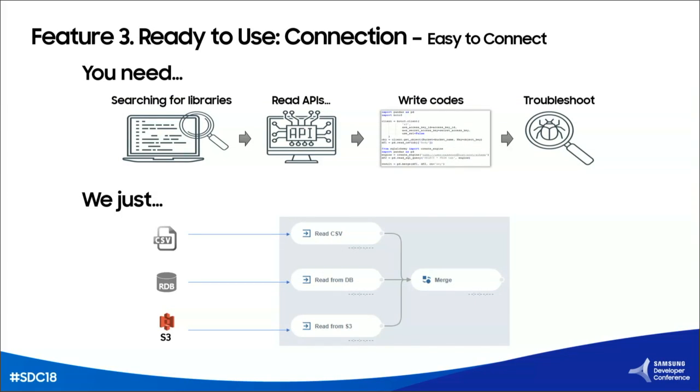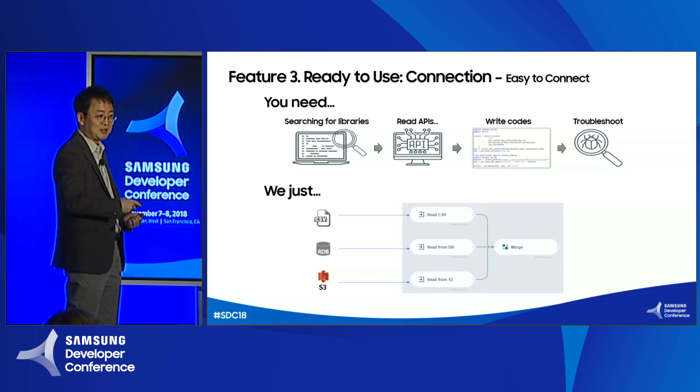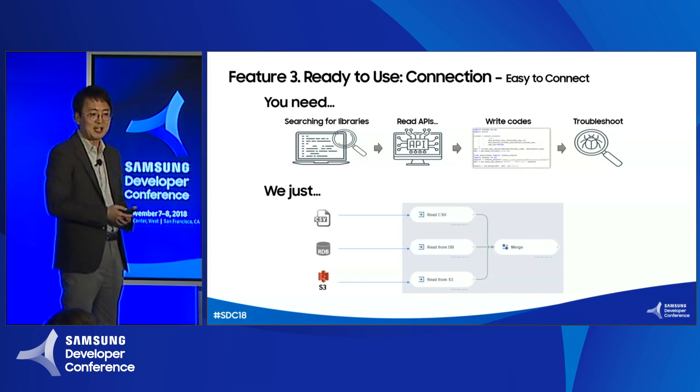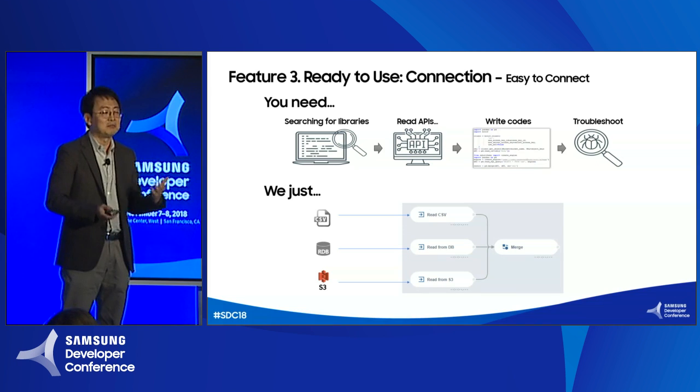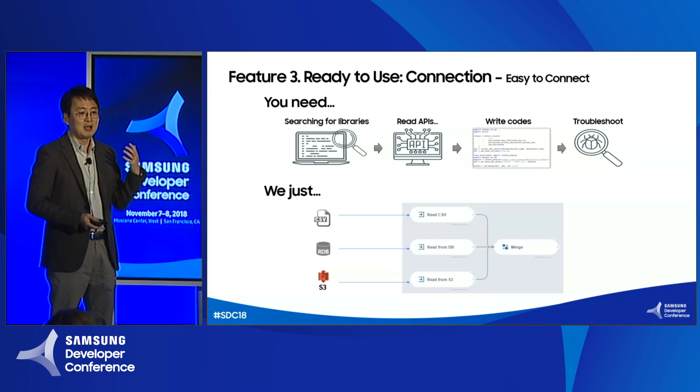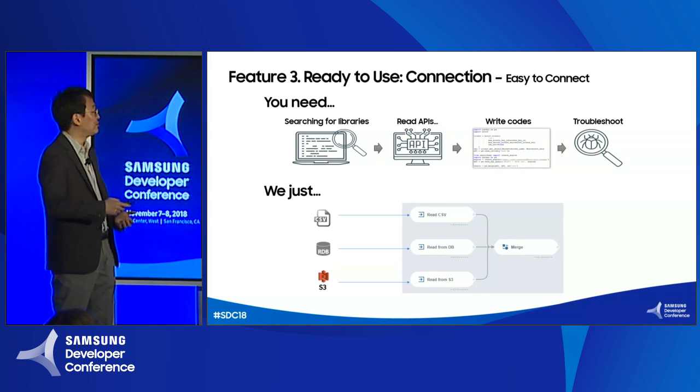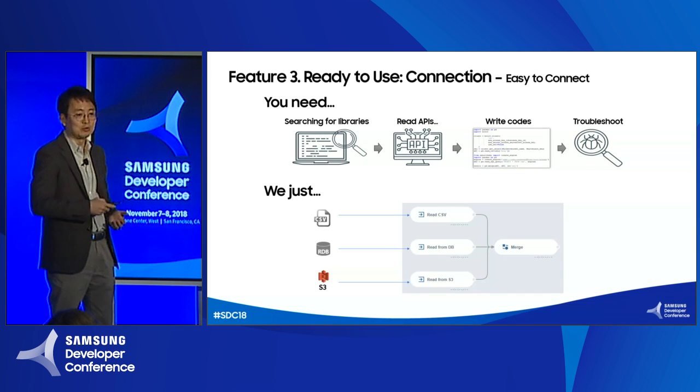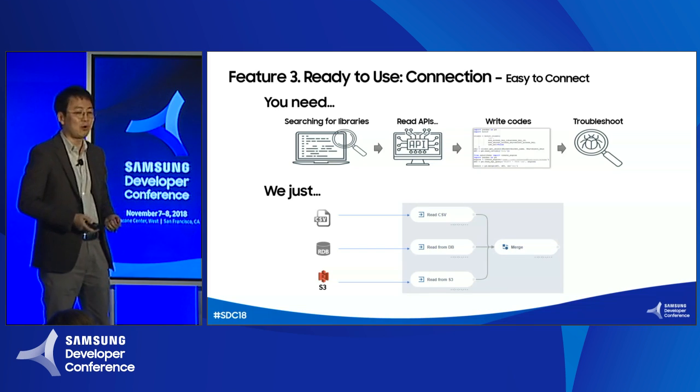Next feature is a ready-to-use connection. So we provide a library for if you want to read data from your CSV file on your local PC or laptop, or if you want to connect to a relational database like IBM DB2, Oracle, Postgre, and so on. You don't have to find the library to read from that relational database, read the API, write your own code, and then do some debugging. We already tested for you, so you can just call these functions.